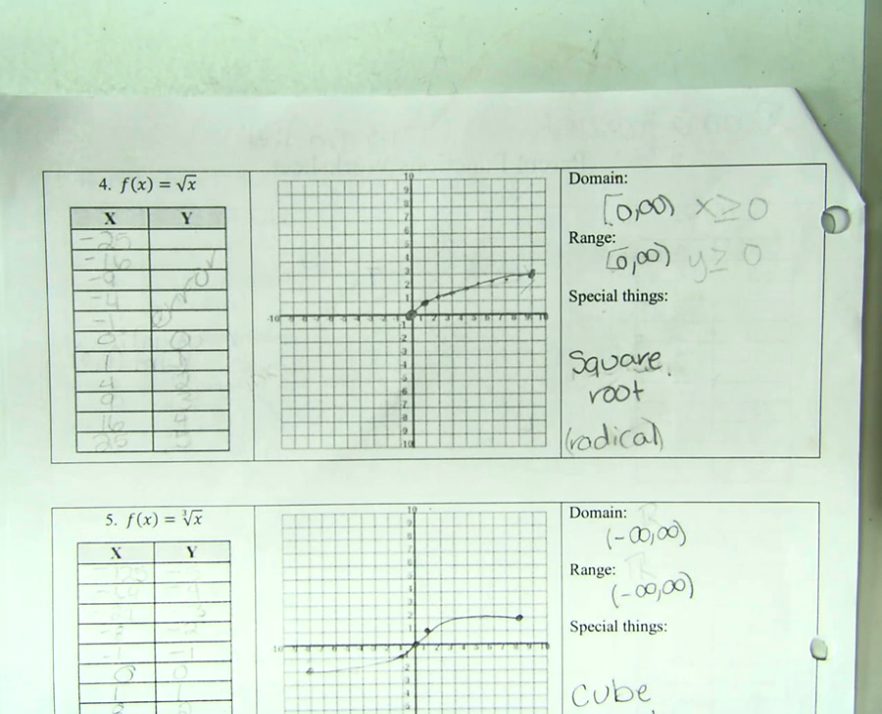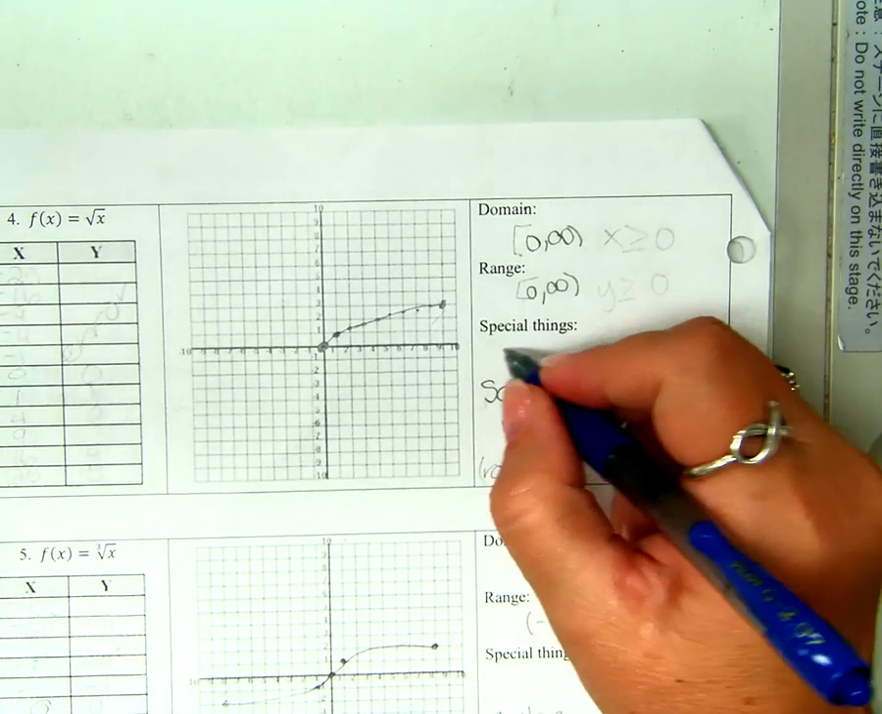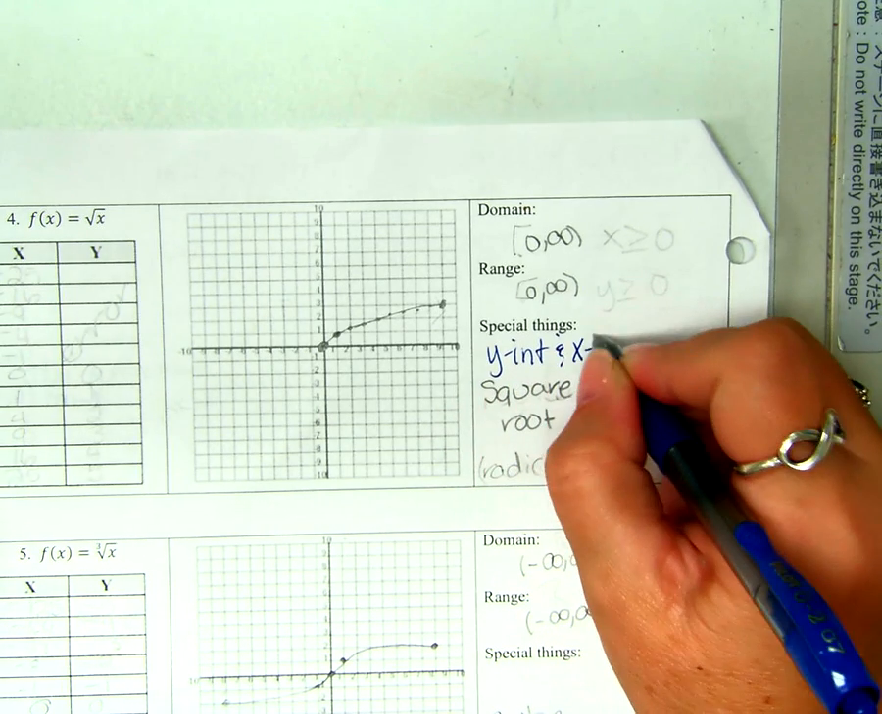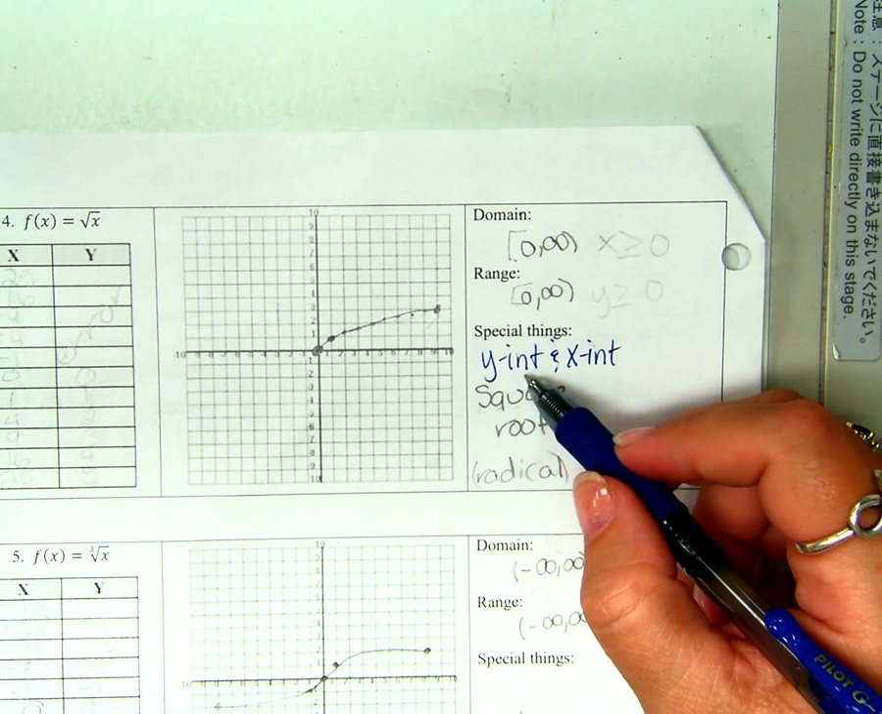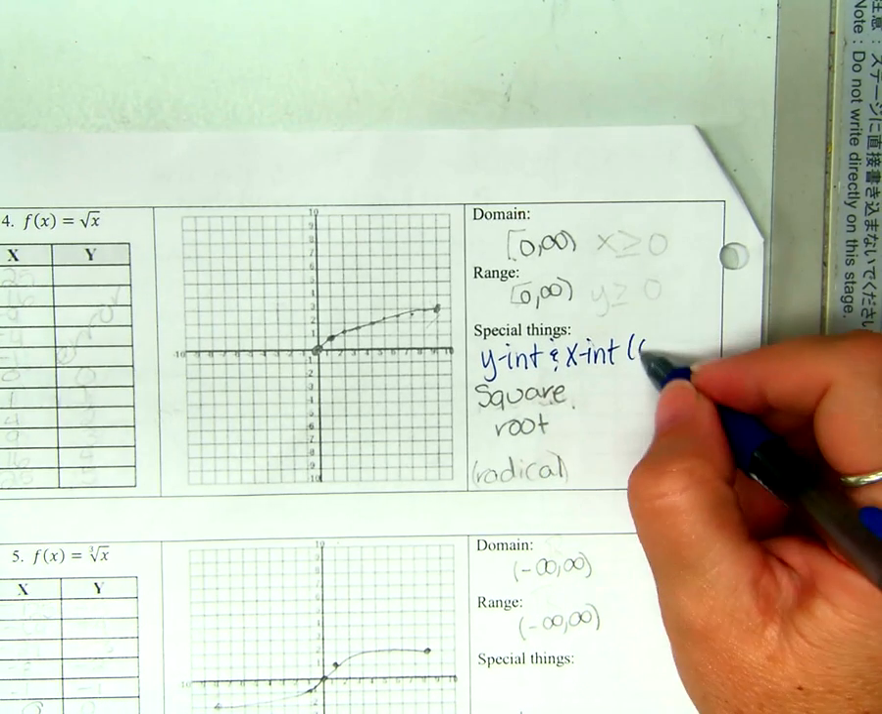All right, so square root functions, sometimes known as radical functions. Okay? Y-intercept, X-intercept. 0, 0. Okay. Y-intercept and X-intercept. Oh, I didn't make sure that everybody knew that meant intercept. You okay with that? Okay. 0, 0.